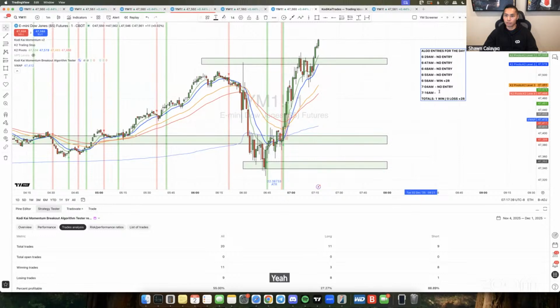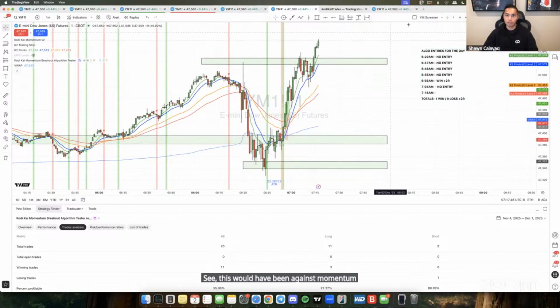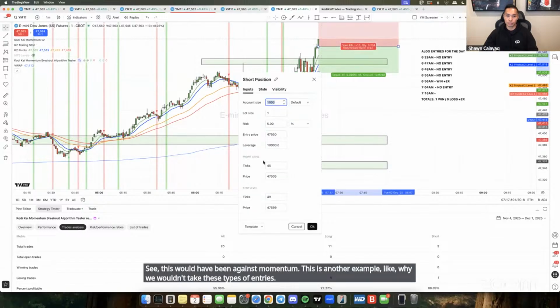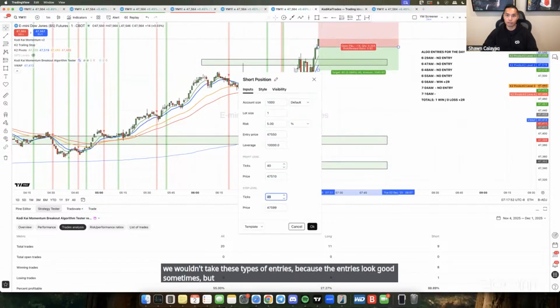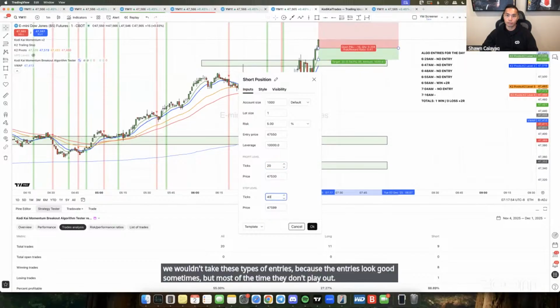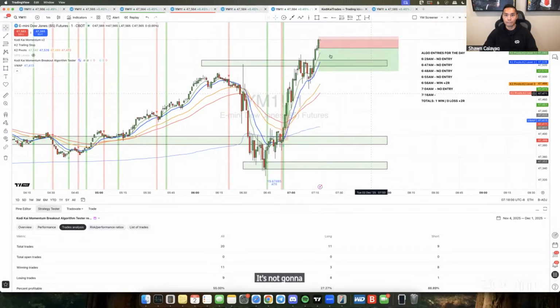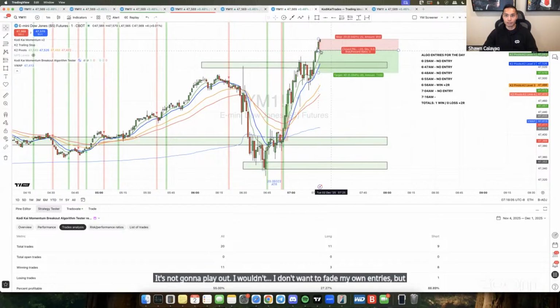Yeah, so obviously, see, this would have been against momentum. This is another example of why we wouldn't take these types of entries, because the entries look good sometimes, but most of the time they don't play out. This one looks like it's not going to play out. I don't want to fade my own entries, but it looks like it doesn't, and it doesn't right there.